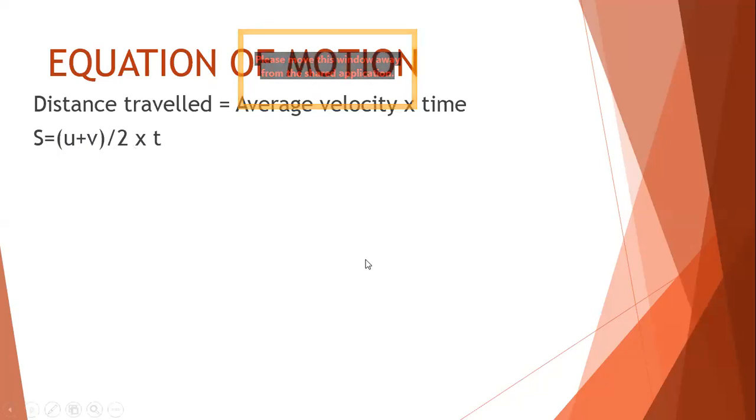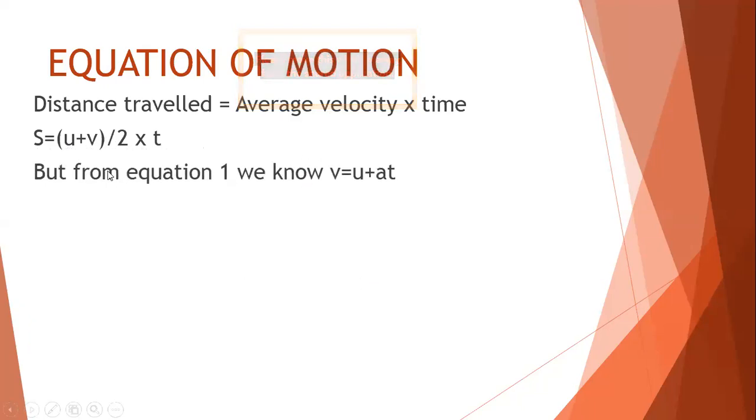Now we know from the equation of motion, from the first equation of motion, we know what V is. V is U plus AT. You all know what V is. We have just derived what V is. V is U plus AT.